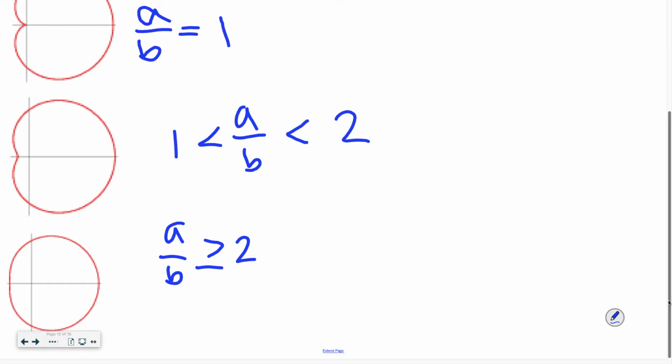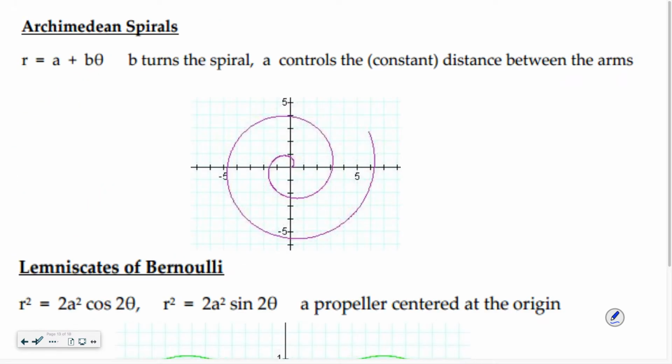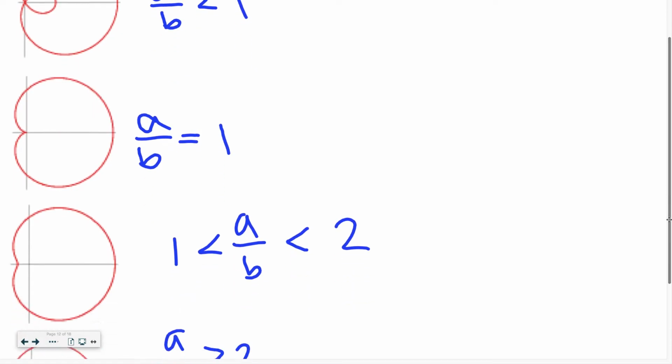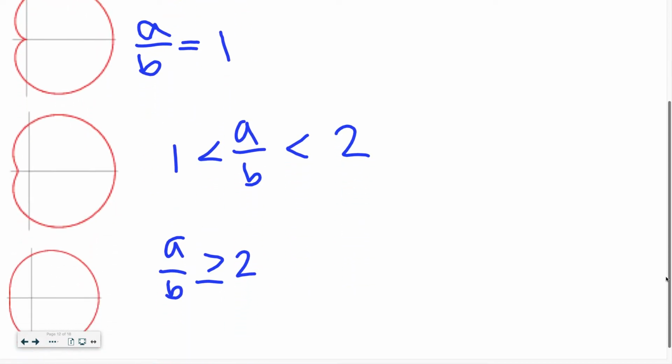Wait, what's the last one? Don't write this down. What's the last one called? Loop, cardioid, dimpled, convex. And I always think that dimpled looks like the Pillsbury boy. Do you know what I'm talking about? Yes. Of course.